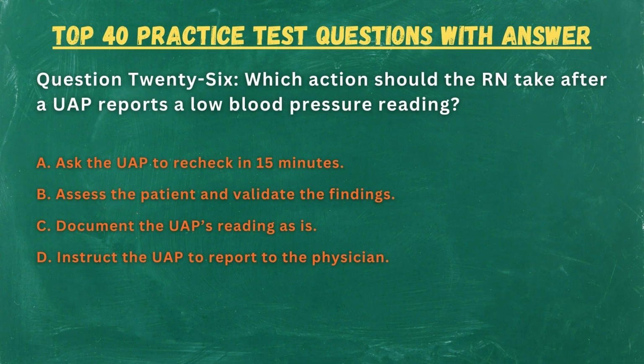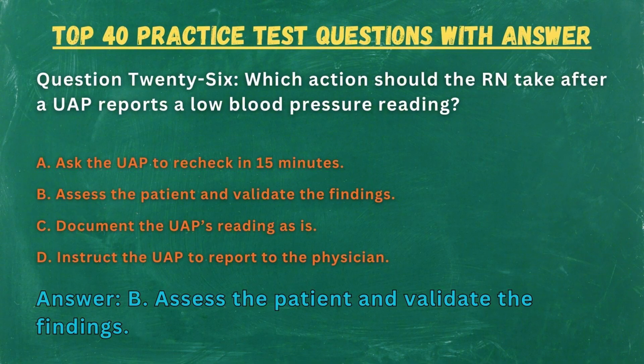Question 26. Which action should the RN take after a UAP reports a low blood pressure reading? A. Ask the UAP to recheck in 15 minutes. B. Assess the patient and validate the findings. C. Document the UAP's reading as is. D. Instruct the UAP to report to the physician. Answer: B. Assess the patient and validate the findings.